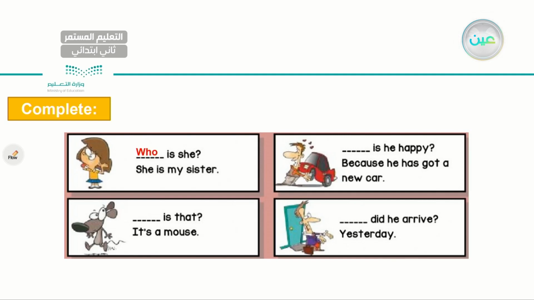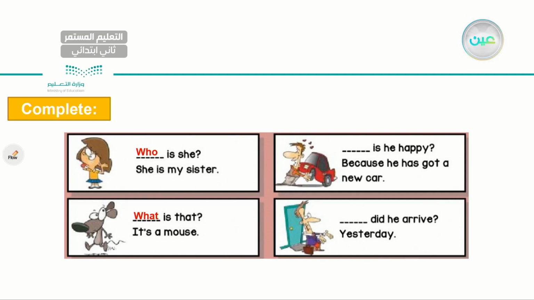Next one is, it's a mouse. I'm asking about an animal here by saying, what is that? Very good. What is that, my dear student? It is a mouse.